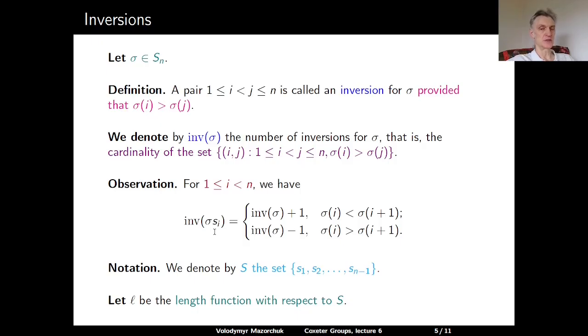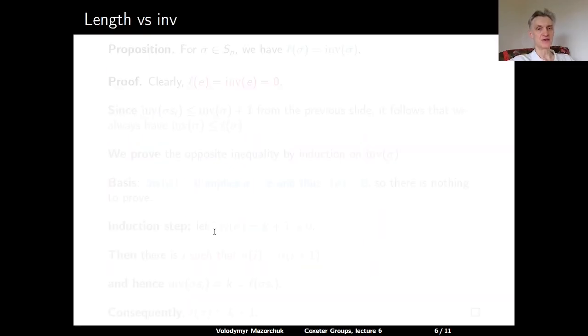And recall that all transpositions are elements of order 2, so we have a set of elementary transpositions that generates the symmetric group, and so we can speak about the lengths with respect to this generating system consisting of elements of order 2. So this is the length function which we denote by L. So here is our connection between the lengths and the number of inversions.